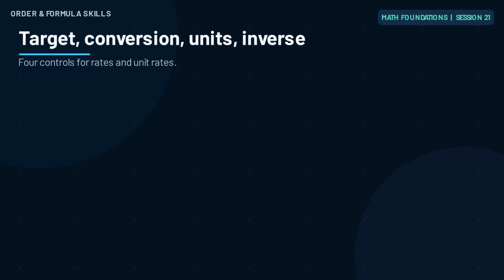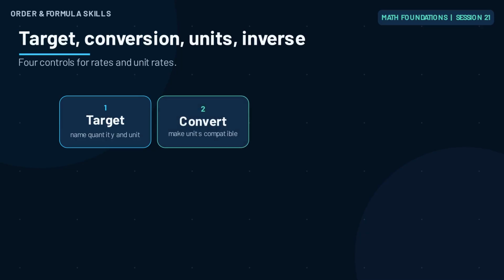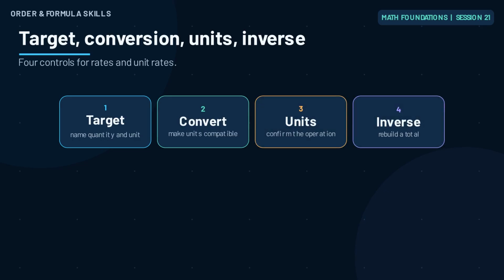Use 4 checks for every rate, distance, time, or unit rate problem. Name the target quantity and its unit. Convert measurements into compatible units. Choose the relationship that leaves the target unit. Verify by rebuilding a known total.